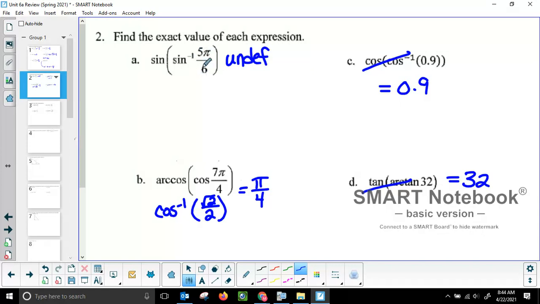Well, 5 pi divided by 6 is not between -1 and 1, right? Because pi is 3.14. So 5 times 3.14 is 15.7. 15.7 divided by 6 is, I don't know, 2.6, 2.7. So that's not between -1 and 1, so you're not even allowed to do it. That's why it's undefined.